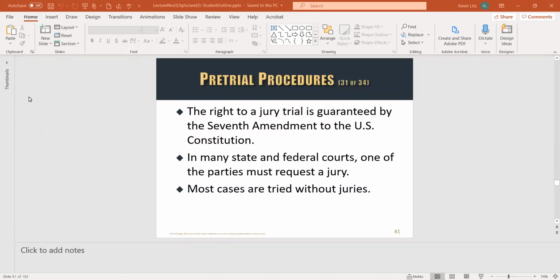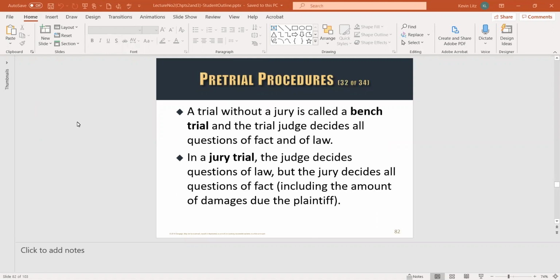Jury, yes, you have a right to jury trial in many instances. Most cases don't have juries. You just have a judge, but you can request one if you want. So you might have just a jury, you might just have a judge. If you just have a judge, it's called a bench trial, and the judge decides questions of fact and questions of law. Okay, what's a question of fact? What's a question of law?